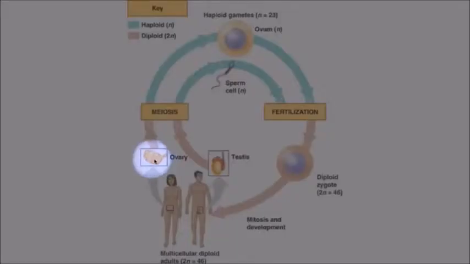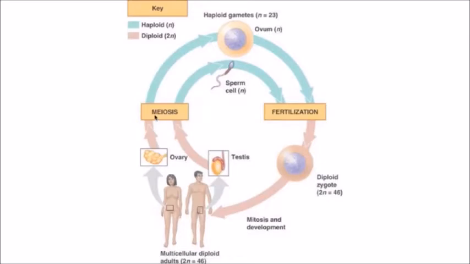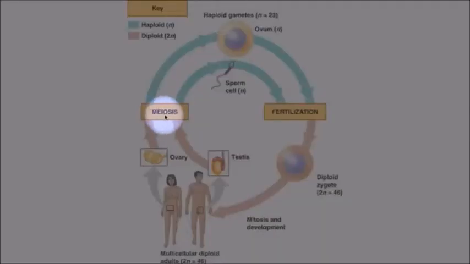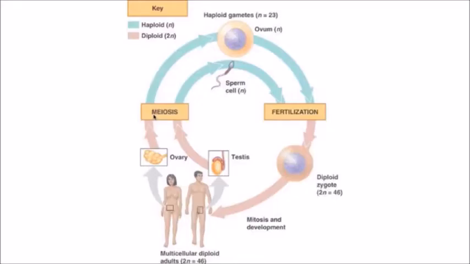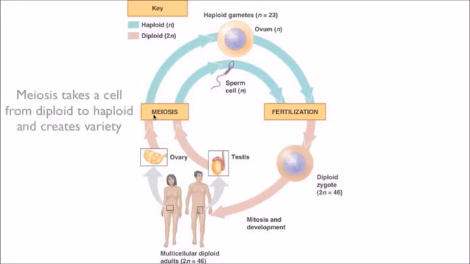In cells of the ovary or the testes, you have a very special type of cell division called meiosis. Right? So meiosis only occurs in gamete-producing cells. And meiosis is what takes the cell from diploid to haploid. It also creates variety because there's a shuffling of genes, right? Because if you've got to reduce the number of chromosomes by half, then obviously your egg or sperm only gets half of what you've got, right? So now we go from a diploid state to a haploid state.